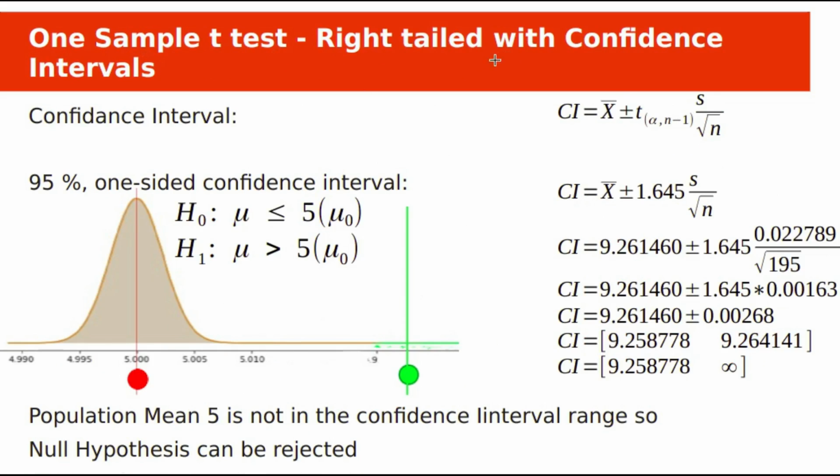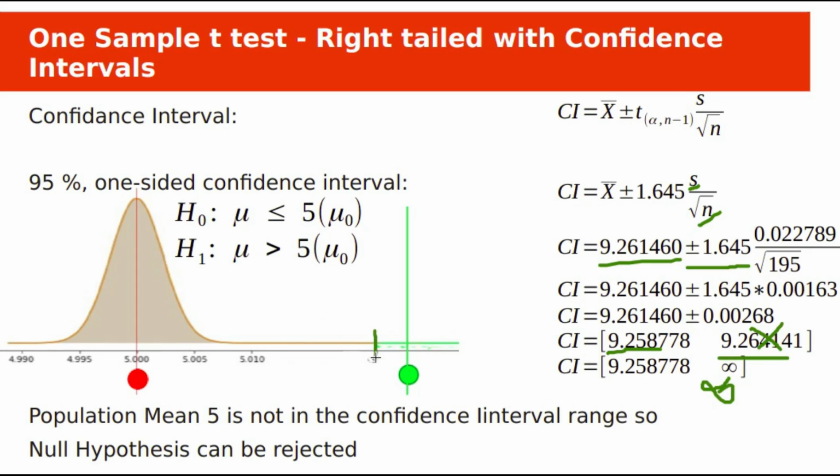If you construct confidence intervals, since it is a one-tail test, construct a one-tail confidence interval. We already saw the critical value for 95% confidence level with degrees of freedom 194 for a one-tail test, which is 1.645, and substitute the sample mean, sample standard deviation and sample size. Then you will get the upper bound and lower bound. Upper bound is 9.264141, lower bound is 9.258778. Since it is a right tail test, you don't require this upper bound. You have to replace that with infinity.